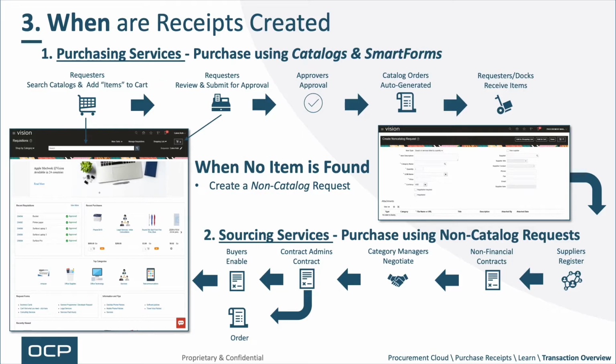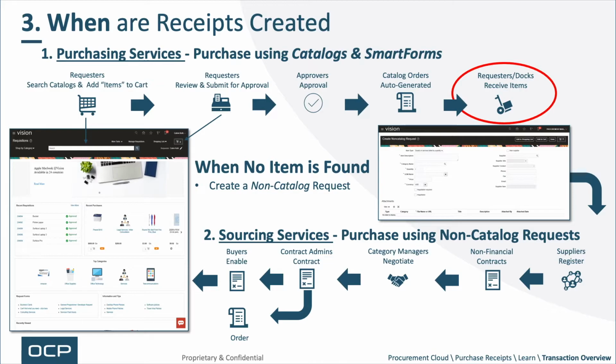Okay, so when are receipts created? We're back to our Fusion Procurement Cloud single slide overview flow. Within procurement, there are always two services, purchasing and sourcing. On the top, you see purchasing services. The requester is going to go in, find some content, add it to their cart, submit for approval, auto-generate an order, and the requester or the dock will receive that item. So that's where the receipt is created there.